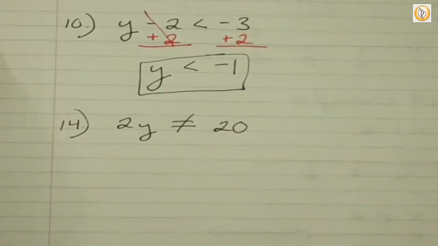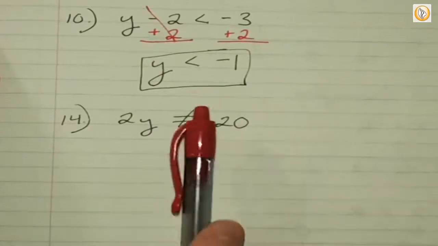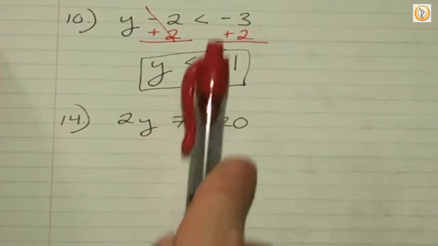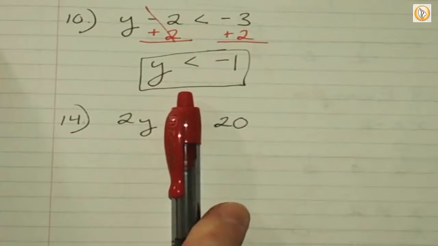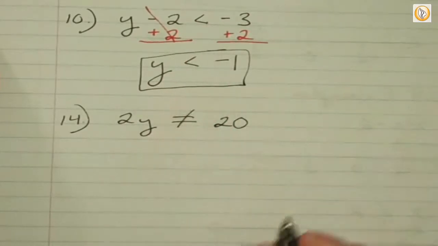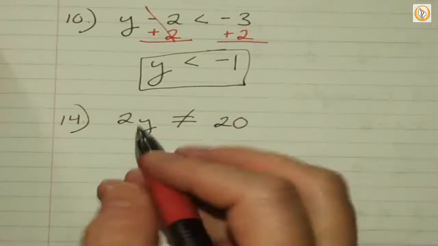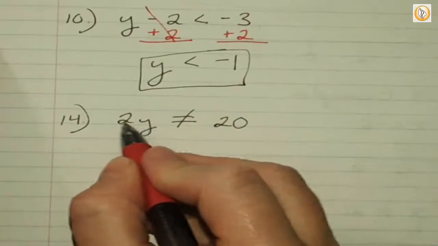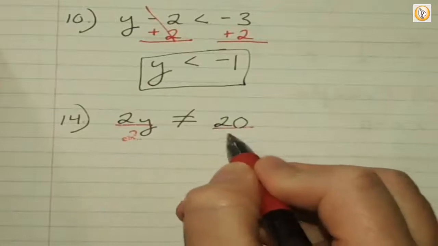So what would I do to solve for y? Don't let these signs freak you out. Treat it as if it's an equal until the very end. We would divide by 2 on both sides. The 2 and the y are multiplying, so the opposite is dividing by 2.